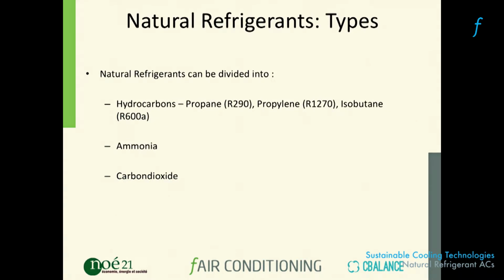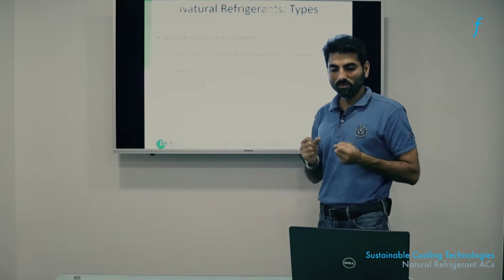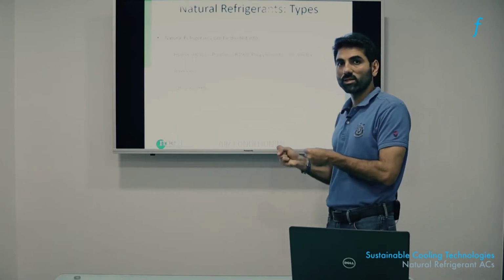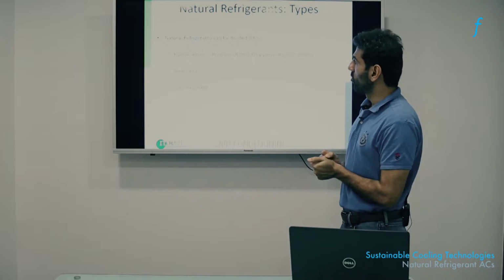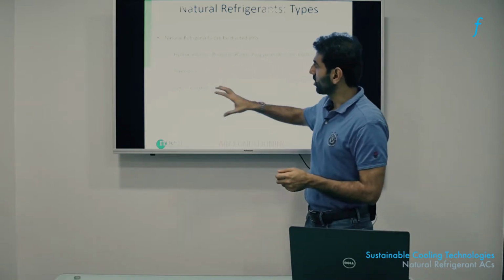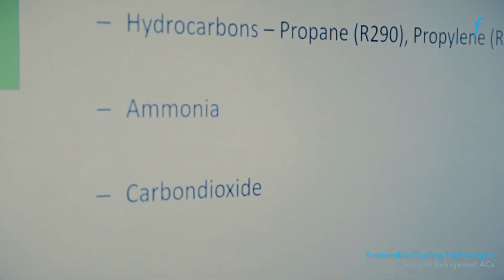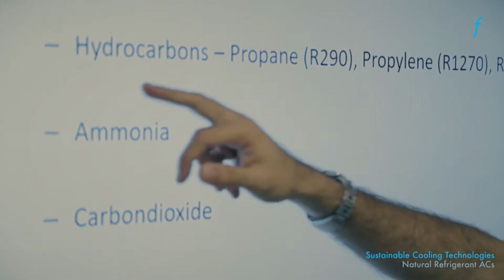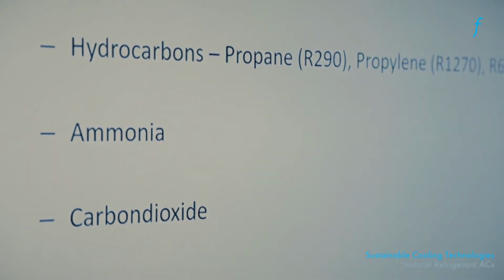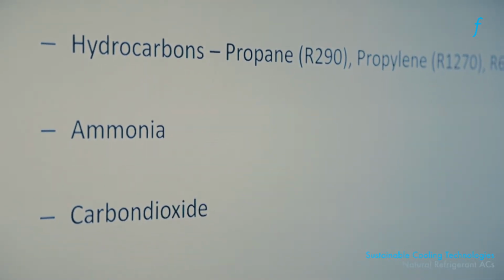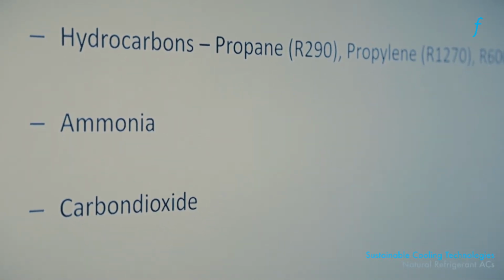Moving on, once we have agreed and achieved some sort of consensus that natural refrigerants ought to be implemented, we can look at the options that are available to us. Natural refrigerants can be classified under three categories. They're quite distinct. The first category is hydrocarbons. These are molecules with hydrogen and carbon in them, and there are many different varieties. We'll look at them a little later.